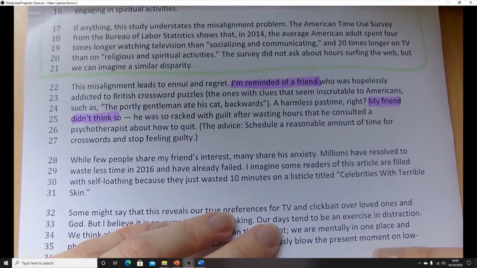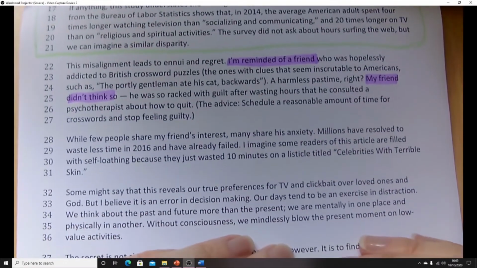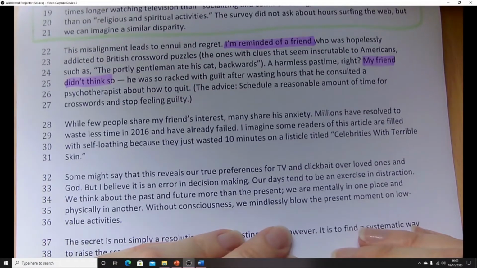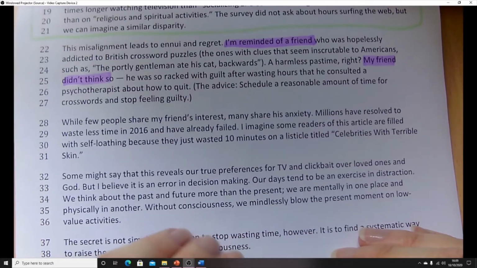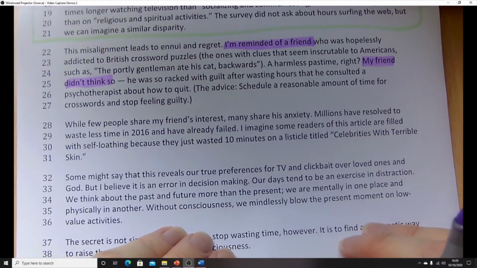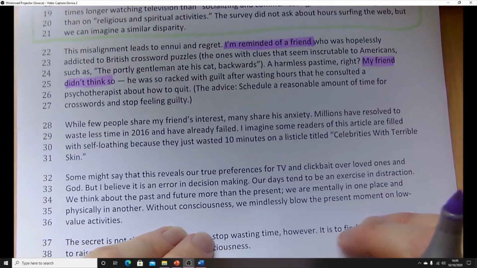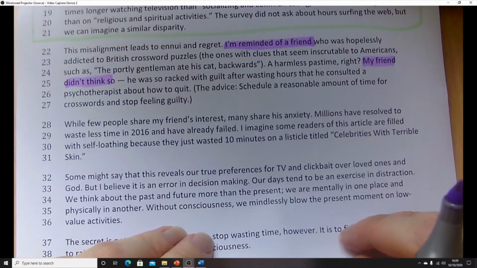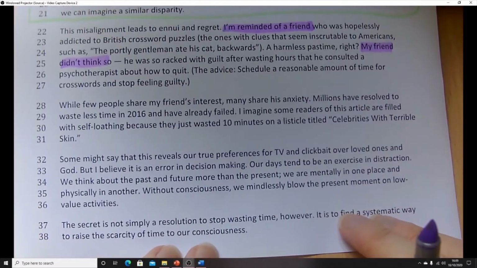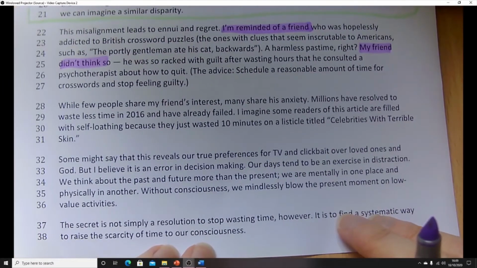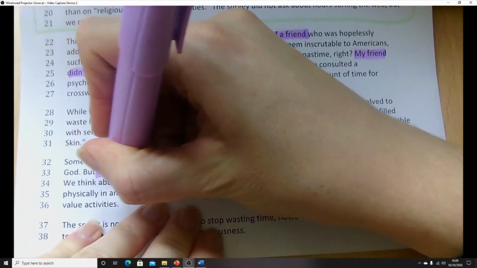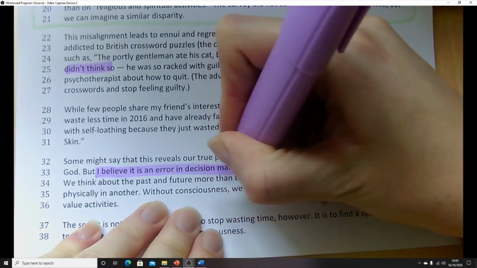While few people share my friend's interest, many share his anxiety. Millions have resolved to waste less time in 2016 and have already failed. I imagine some readers of this article are filled with self-loathing because they just wasted 10 minutes on a listicle titled "Celebrities with Terrible Skin." Some might say that this reveals a true preference for TV and clickbait over loved ones and God, but I believe it is an error in decision making. So again, it's just sort of based on personal beliefs here, not really on experience.